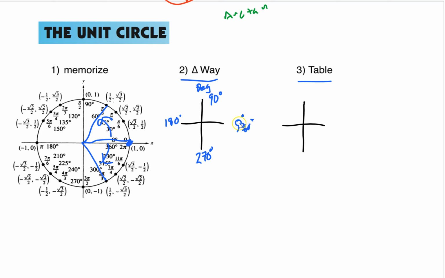You can keep on going. Just add another 90, you get 450. And then you can keep on going, you get 540, and then 630, and 720, and so on. You keep on going around. So that's how degrees look when you go around a full circle.